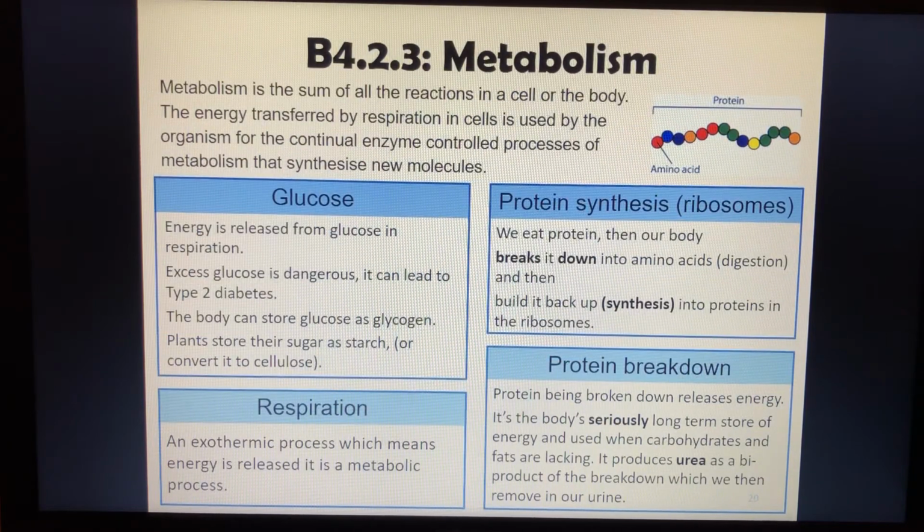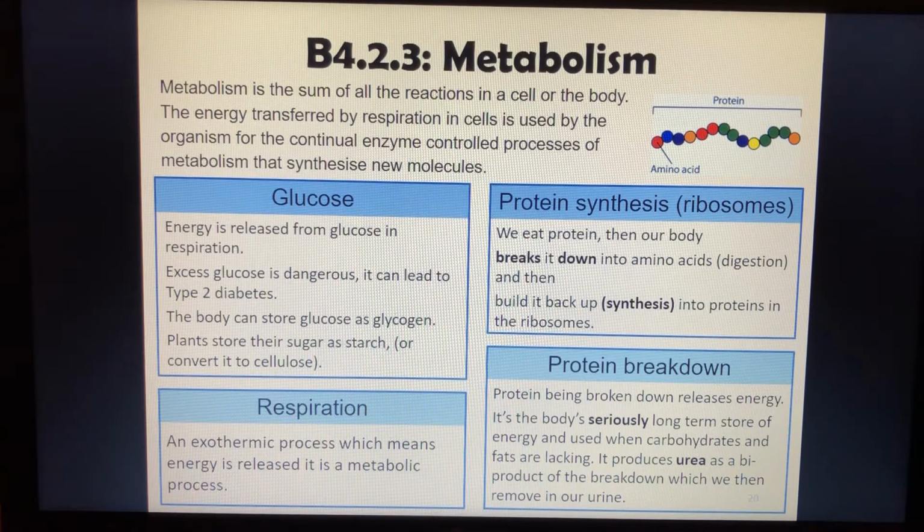And our final slide is metabolism. We said that this is the rate at which all reactions in the cell or in the body take place. We said that respiration provides a lot of energy for other chemical reactions to take place. Respiration is the release of energy from the glucose that we eat, and then that energy is used to build bigger molecules in protein synthesis that we'll talk about in another topic.